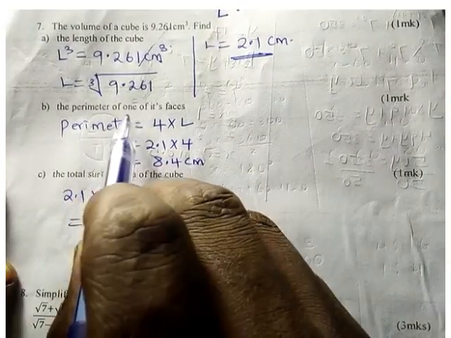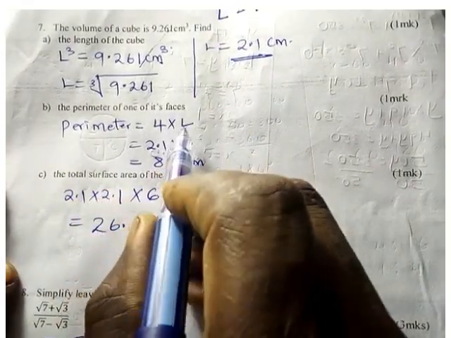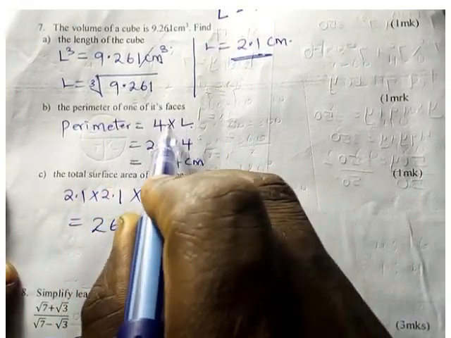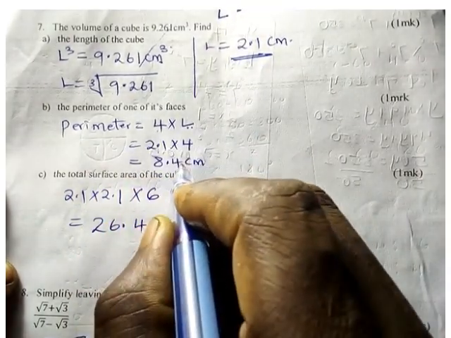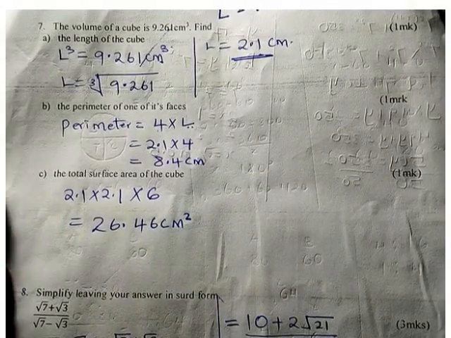The perimeter of one side. If the length of the cube is L, one side has got 4 sides, so it is 4 times length, and the answer is 8.4 centimeters.